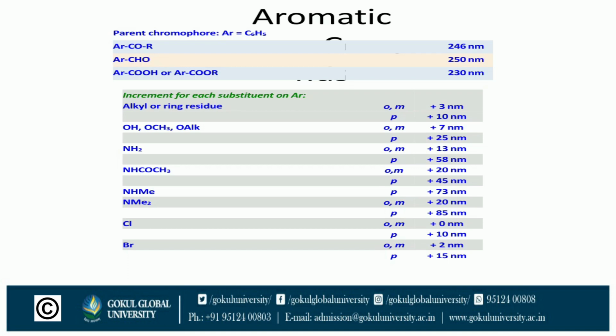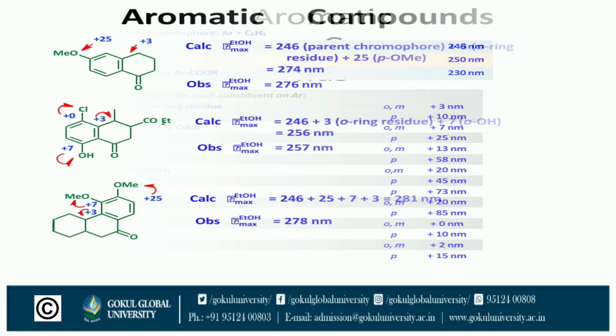NHCOCH3, ortho meta position plus 20 nanometer, para position plus 45 nanometer. NHMe para position plus 73 nanometer. NMe2, ortho meta position plus 20 nanometer and the para position plus 85 nanometer. Chlorine at the ortho meta position value is plus 0 nanometer, and at the para position its value is plus 10 nanometer. Bromine is also the same here, ortho meta position plus 2 nanometer and the para position plus 15 nanometer.